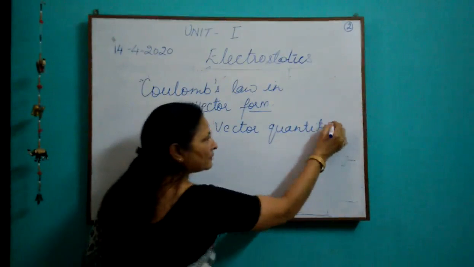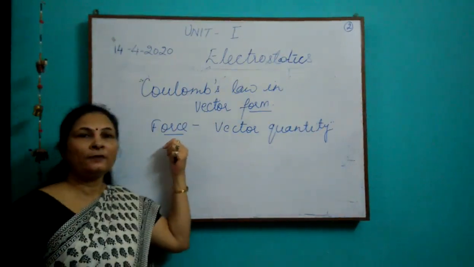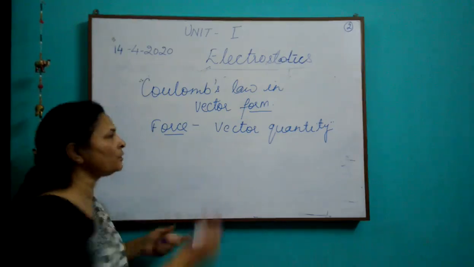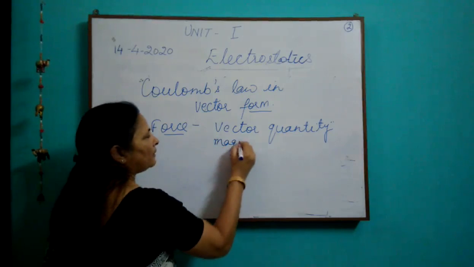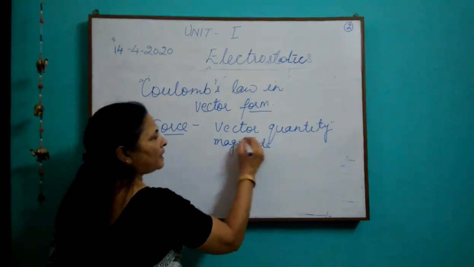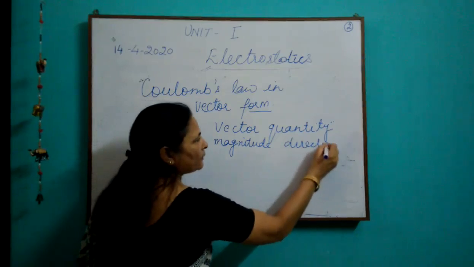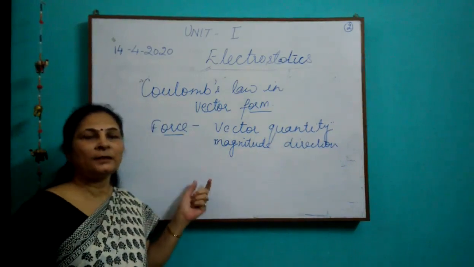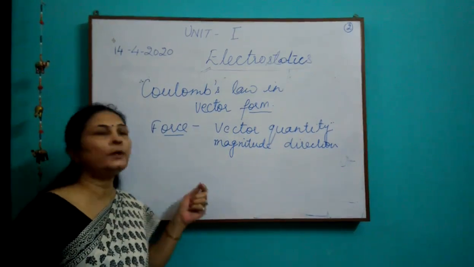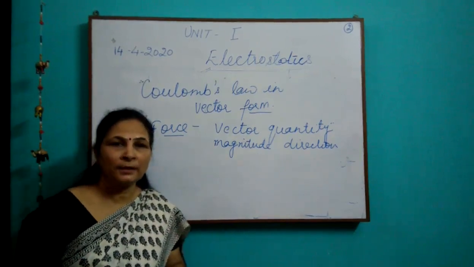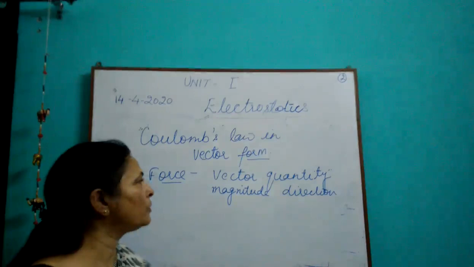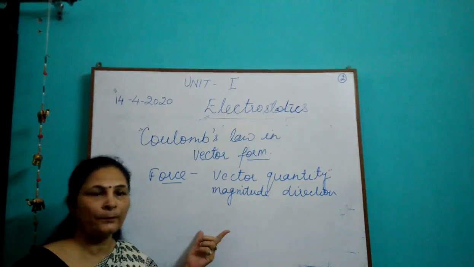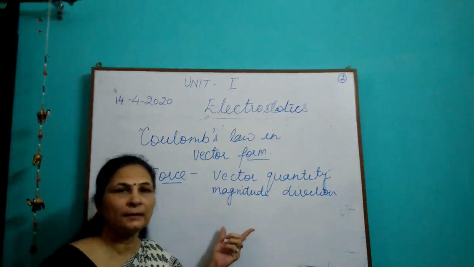That means the full information of force can only be given if magnitude as well as direction is specified. So again, we'll consider two charges, and we also have to consider whether the charge is positive or negative, because the force on a given charge will depend upon its nature. So we'll do one case first, where we take both the charges as positive.